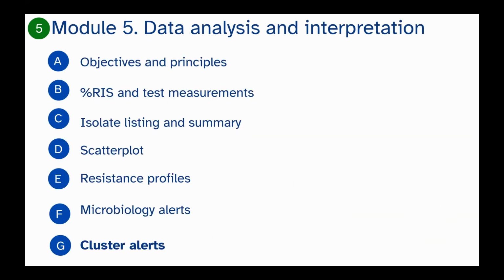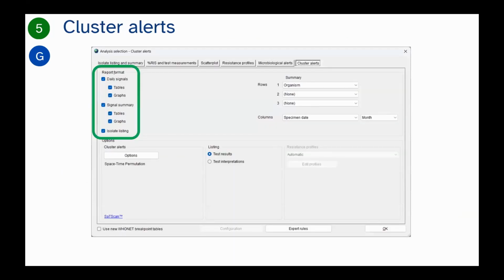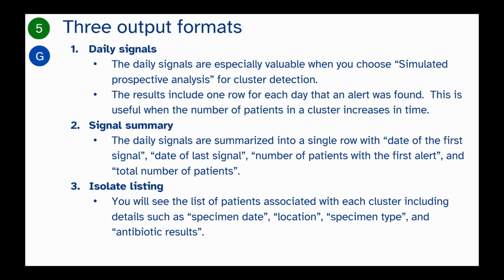Next slide. Finally, we will move on to the cluster alerts for the detection of possible outbreaks. We see there are 3 output formats: the daily signals, the signal summary, and the isolate listing. The daily signals are valuable for potential clusters that are growing over time.